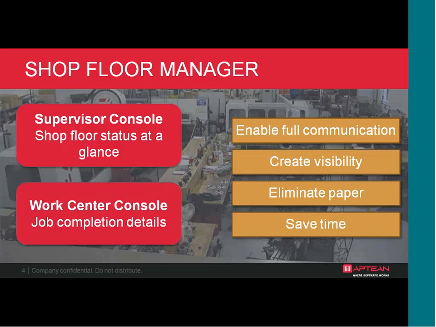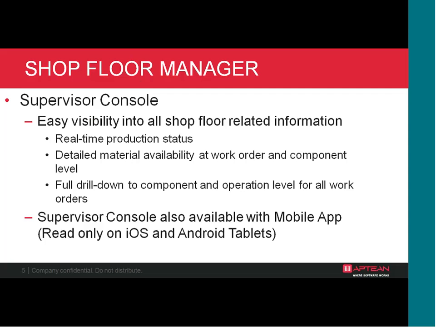So let's talk a little bit more about those two specific consoles. If you move to the next slide, Jim. So, supervisor console, what are some of the things that it supports? You can have users running what-if exercises to view potential impact on material allocation by releasing selected work orders. You can do work order release and material issues, view detailed material availability at work order and component level, view full drill down to component and operation level for all work orders in one click, and access the work order component where-used feature, which allows users to view every work order in which a component is used.